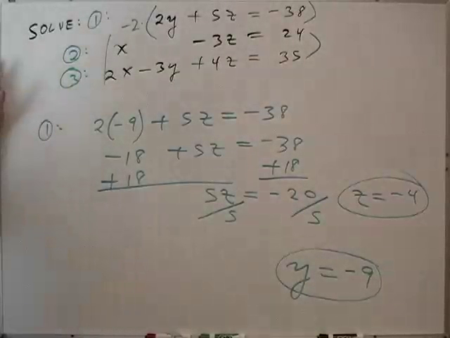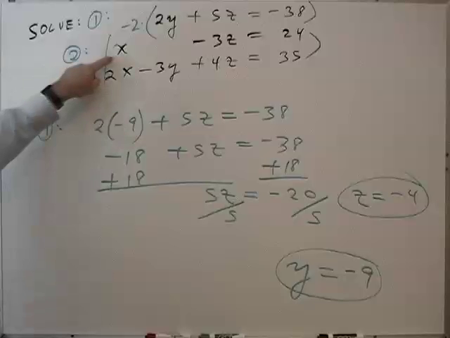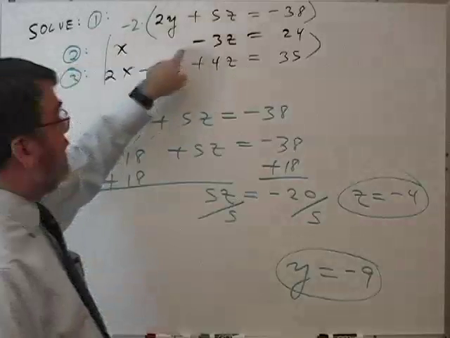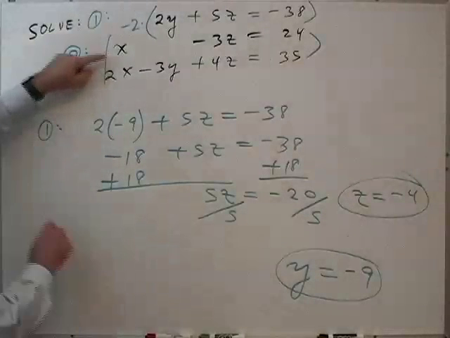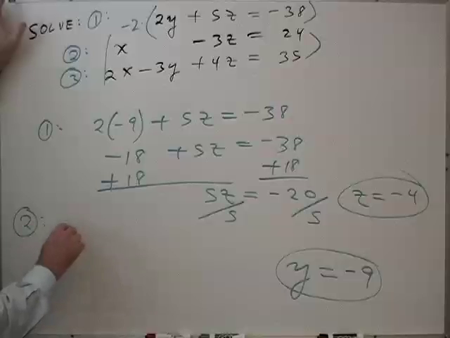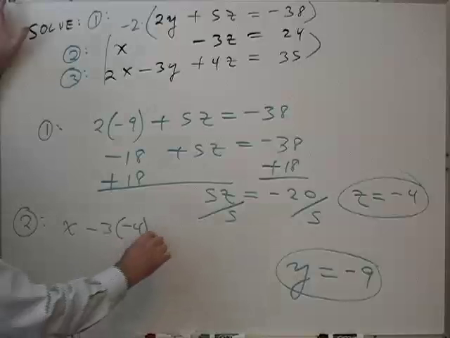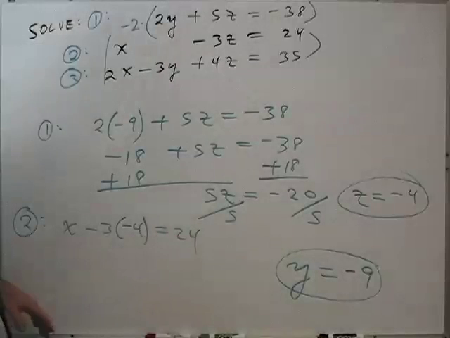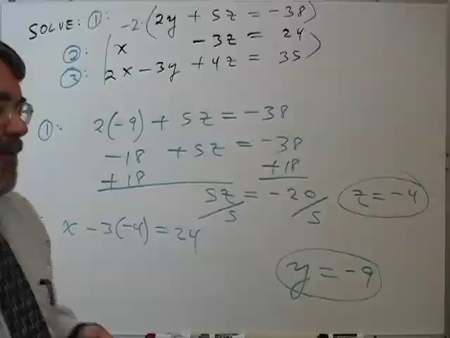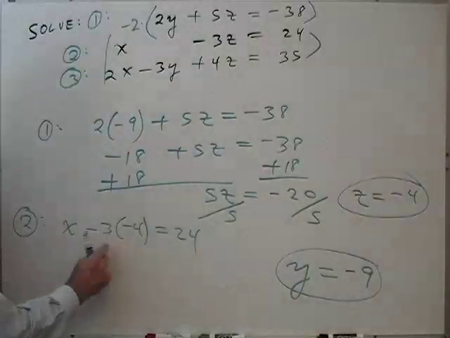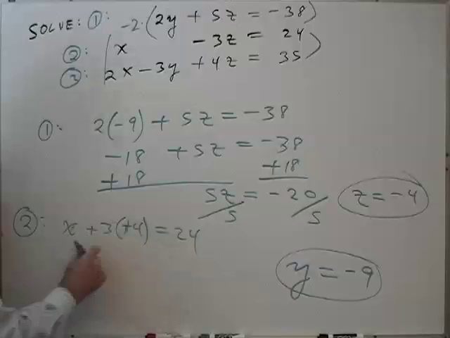And now we have to solve for x, and I would probably use equation 2, because x and z are the only letters in that equation. So if I use equation 2, then x minus 3 times negative 4 equals 24. And I hope you're noticing I use parentheses all the time when I plug numbers in. You'll avoid some sign errors probably if you do that. But the two negatives here multiply and cancel one another, so it ends up being 3 times 4, 12.